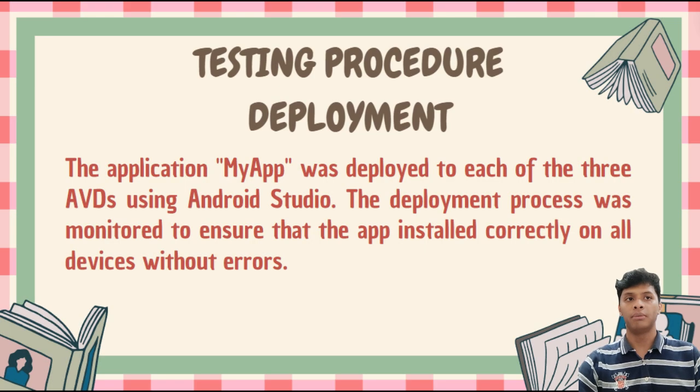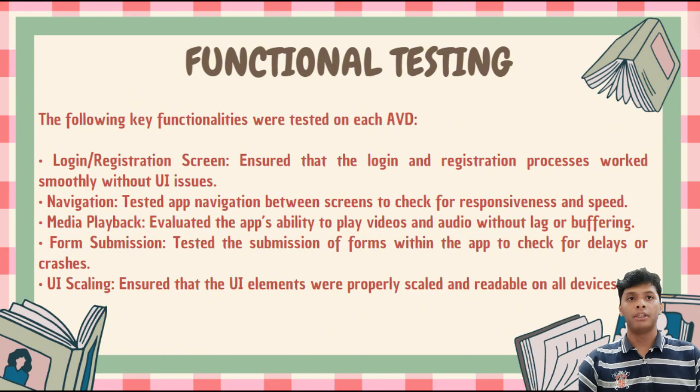Next, for the testing procedure, deployment: the application My App was deployed to each of the 3 AVDs using Android Studio. The deployment process was monitored to ensure that the app installed correctly on all devices without errors. For functional testing, the following key functionalities were tested on each AVD. First, login and registration screen: ensure that the login and registration processes work smoothly without UI issues.